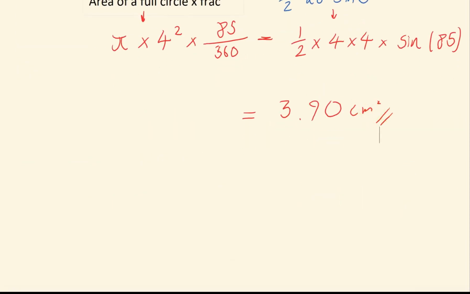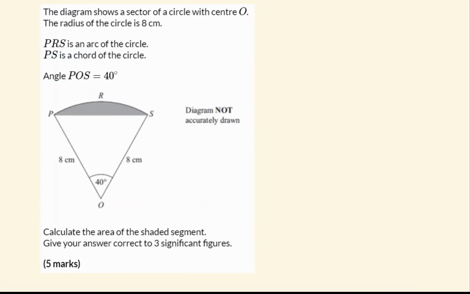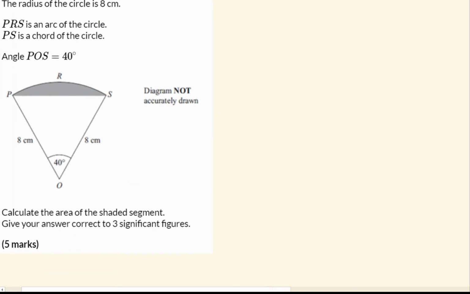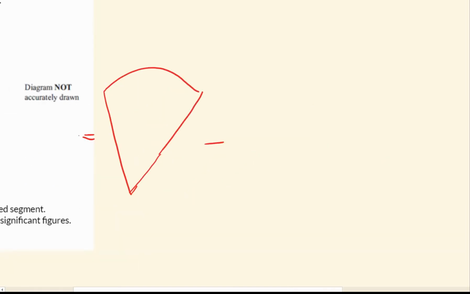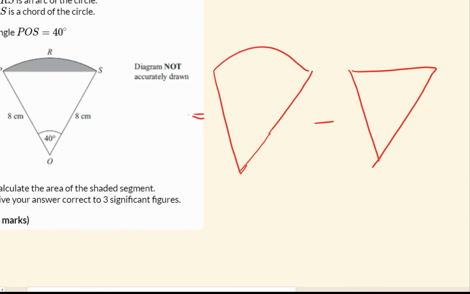Okay, let's go through that basic idea again. We have roughly the same setup, and we want this shaded area again. The way we do it, first we find the area of the sector, and then we take away the area of the triangle. What we're left with is this shaded region here. Let's quickly label those: 2 eights and a 40.